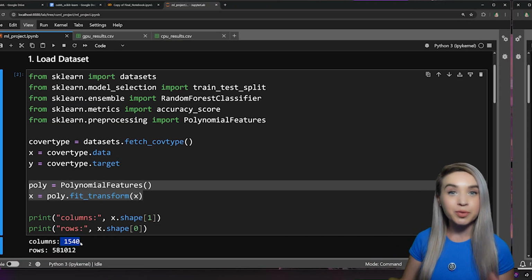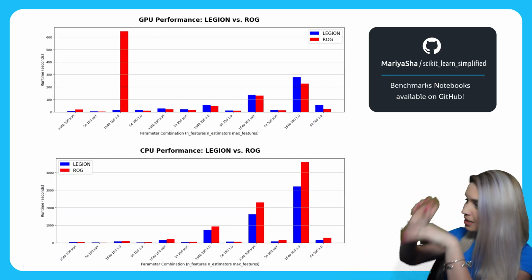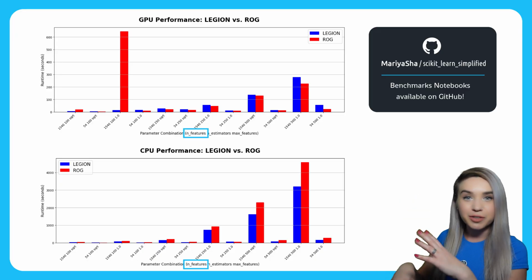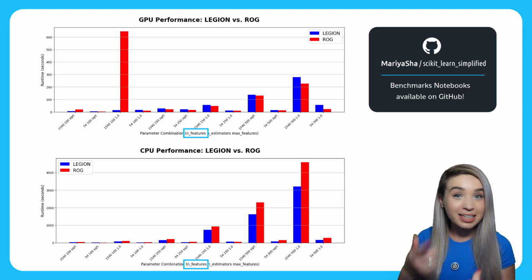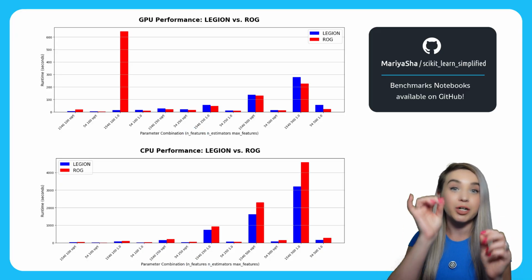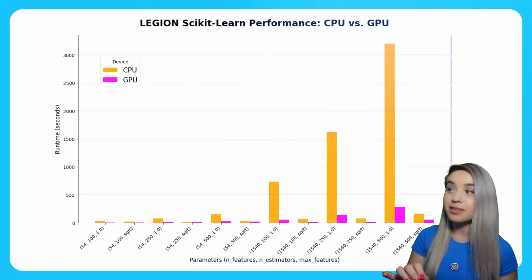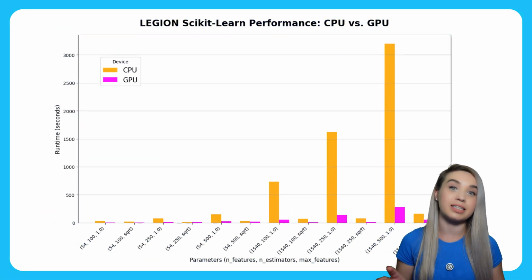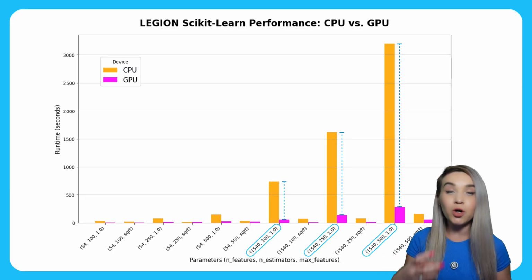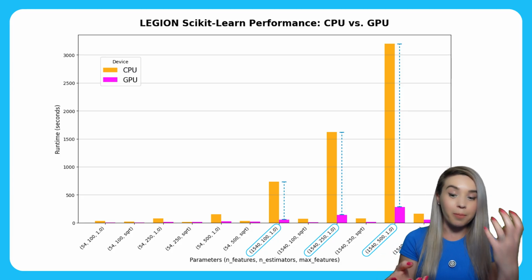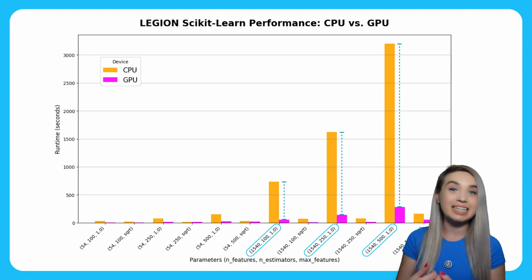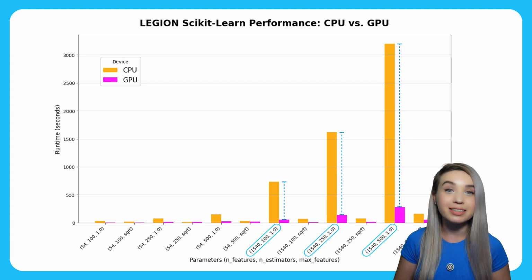Now, to spare you the trouble, here's an expanded chart that includes polynomial features. And in fact, you will get the exact same chart if you run my benchmarking notebook. And here, we see that the biggest performance gap is in cases where polynomial features are on and our max features attribute is set to 100%.